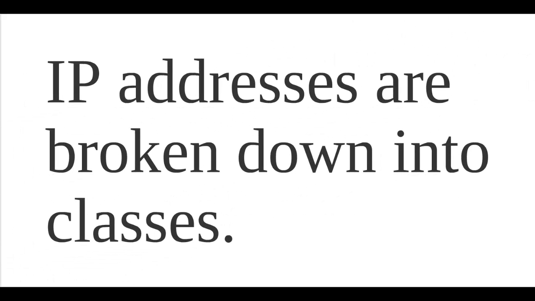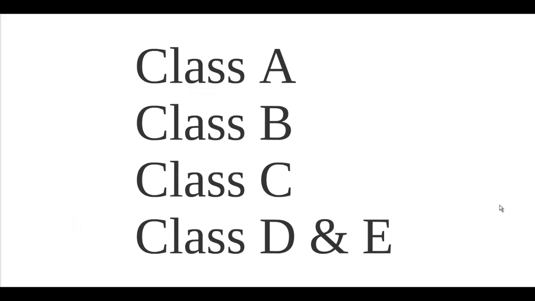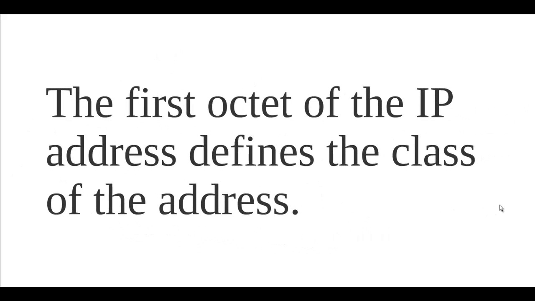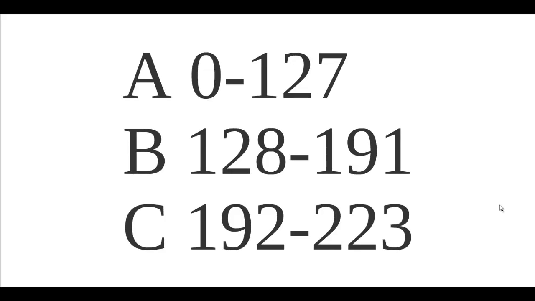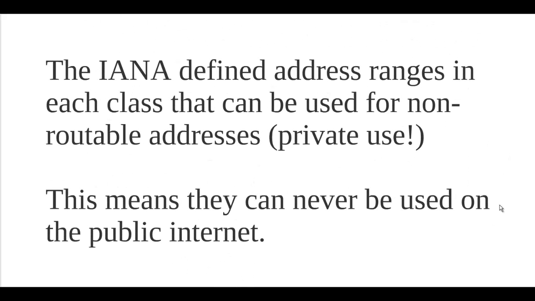So every IP address is broken down into a class. And they are simply Class A, Class B, Class C, D, and E. In this tutorial, we're only going to focus on A, B, and C. D and E don't really apply to what we're going to be talking about. So the first octet of your IP address is going to define which class it actually falls into. And that is as follows. A Class A starts from 0 all the way through 127, Class B 128 through 191, and Class C 192 through 223. 224 throughout the rest of the IP range is all the Class D and E that we're not going to talk about.